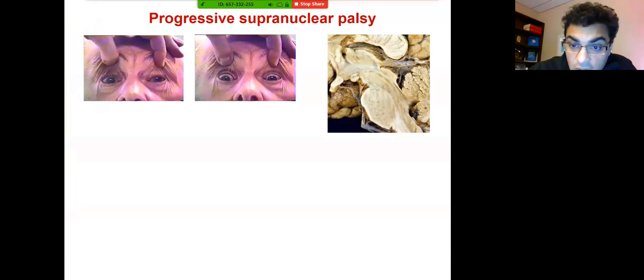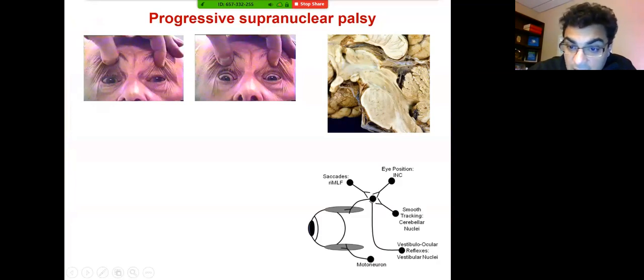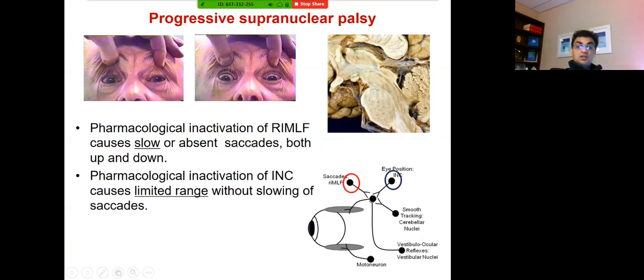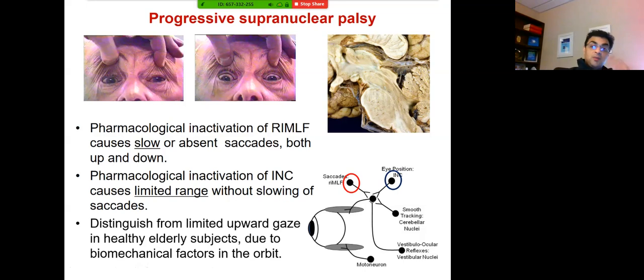So essentially again, interstitial nucleus of Cajal, RIMLF, they all go to the superior rectus, but the vestibular ocular reflex doesn't have this circuit, so the vestibular ocular reflex can sometimes be intact in progressive supranuclear palsy. We know that pharmacological inactivation of RIMLF also causes slow or absent saccades both up and down, but inactivation of INC causes limited range without slowing of saccades. And that actually helps us distinguish from limited upward gaze in a healthy elderly subject because of some biomechanical problems in the orbit.